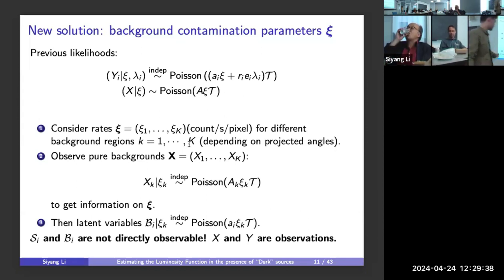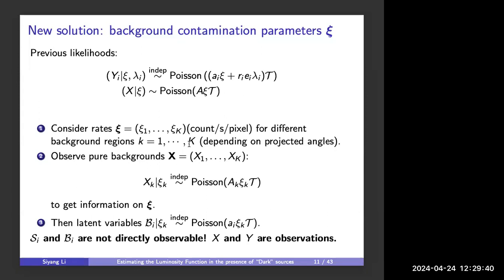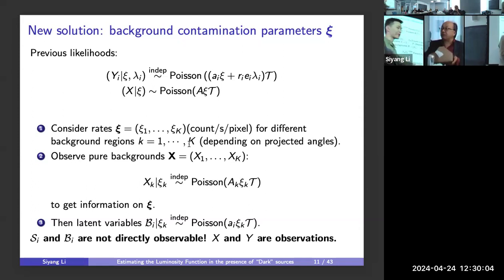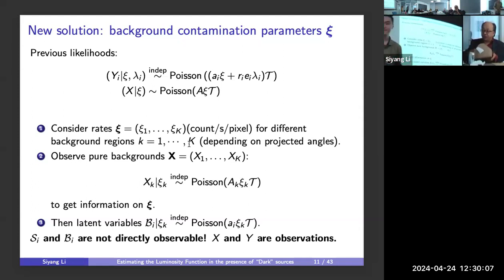And I also need to emphasize that the S and B are not directly observable. The number of background photons and the number of photons from the source in each source region are not directly observable. What we can observe is always a mixture of these two kinds of photons, and also the pure background photons. So the background is just a latent variable in our model.